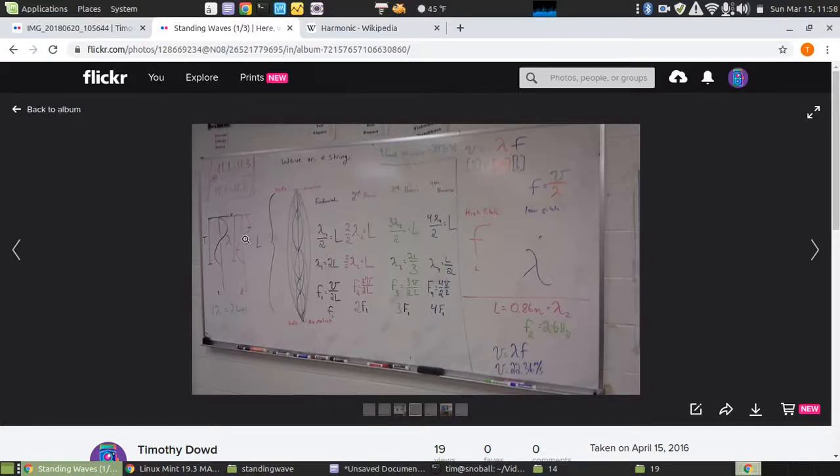So basically from here to here. Half a wave is the longest wavelength that will fit on a string. Then to find the frequency of that, you solve for wavelength and plug into the wave equation. And then you find what's called the first harmonic or fundamental frequency.